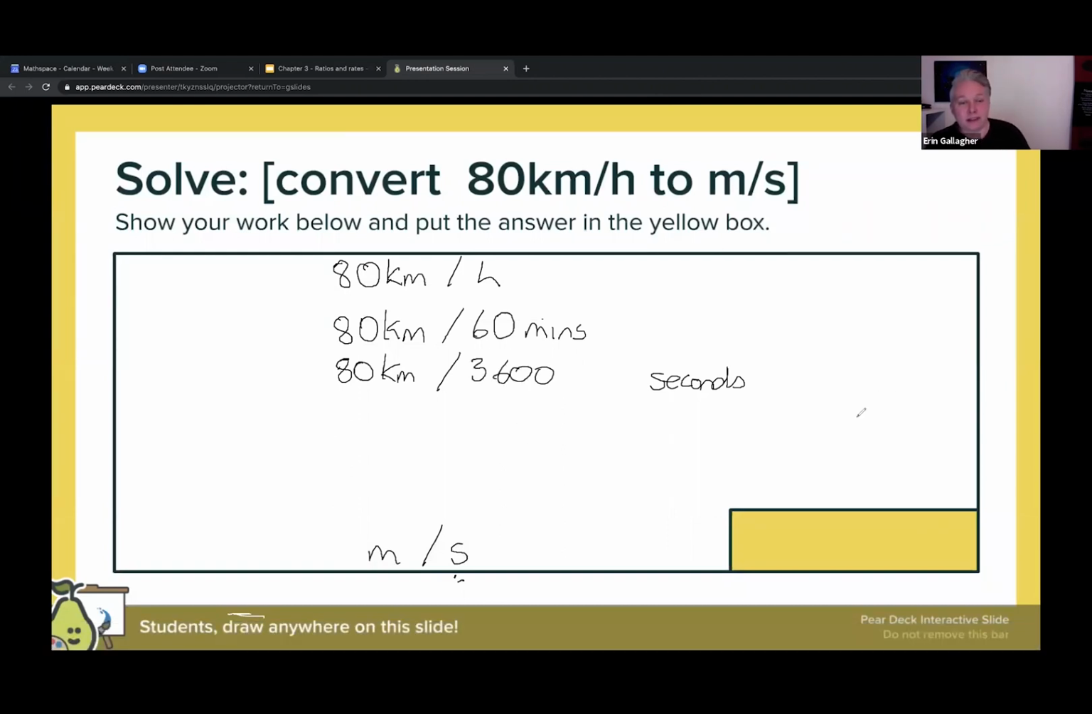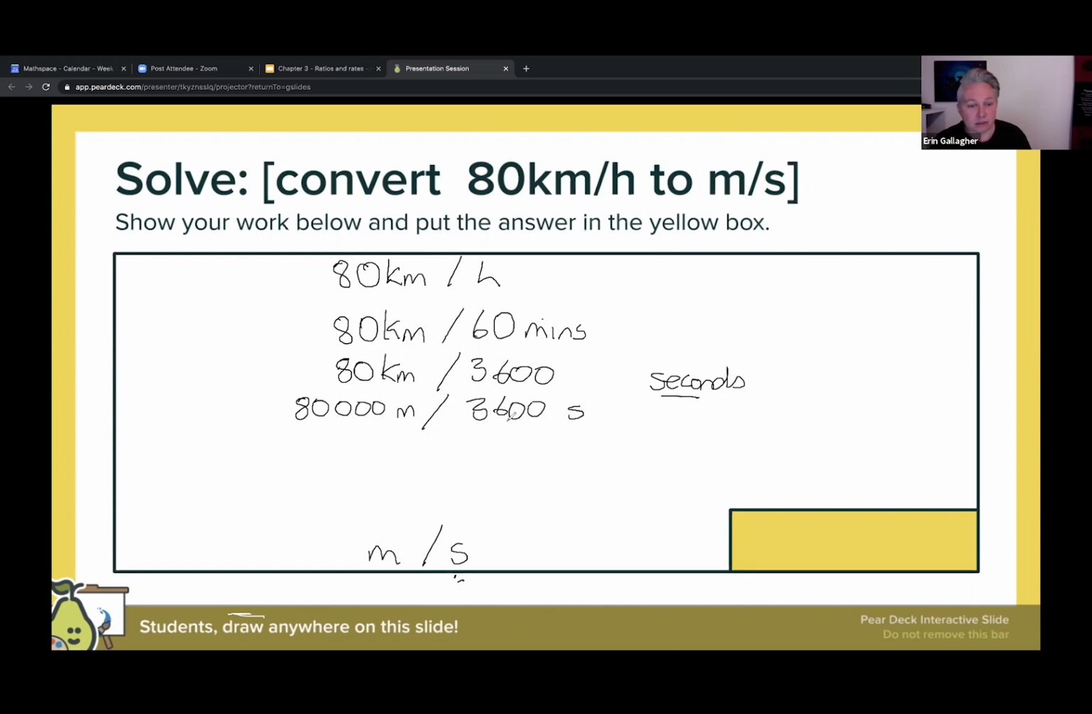Okay, so I've got at least the units right on this side. Seconds is good. I've got to get this kilometers down to meters now. So I know that there's 1,000 meters in every kilometer. So that's 80,000 meters. I'm getting there. I've got the units right.